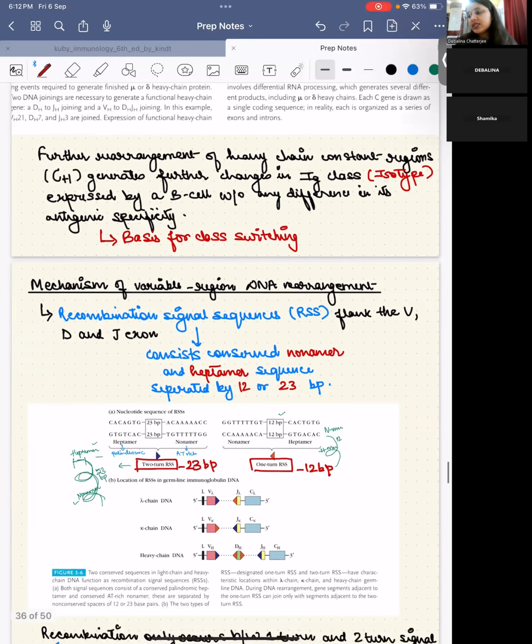So we discussed that alongside the V, D, and J exons, we have certain sequences that flank these regions on either side, called the recombination signal sequences, right? These recombination signal sequences consist of nonamer and heptamer sequences, which are very conserved. So throughout different individuals, you will find that the sequences of these nonamer and heptamer regions do not really vary a lot, right?